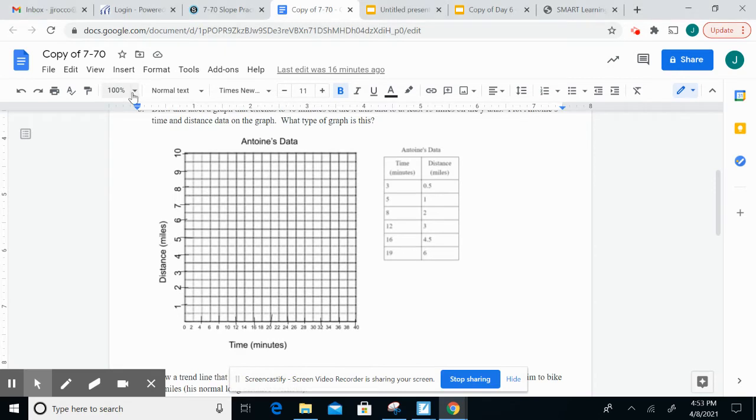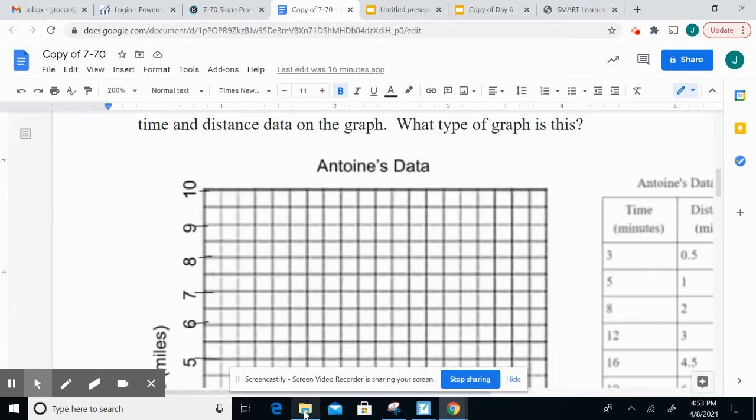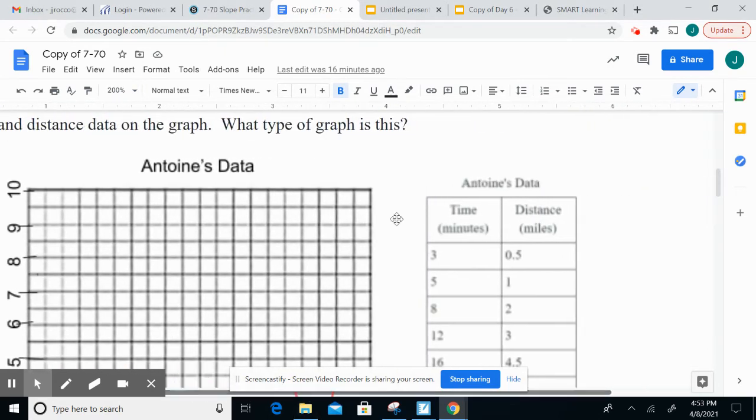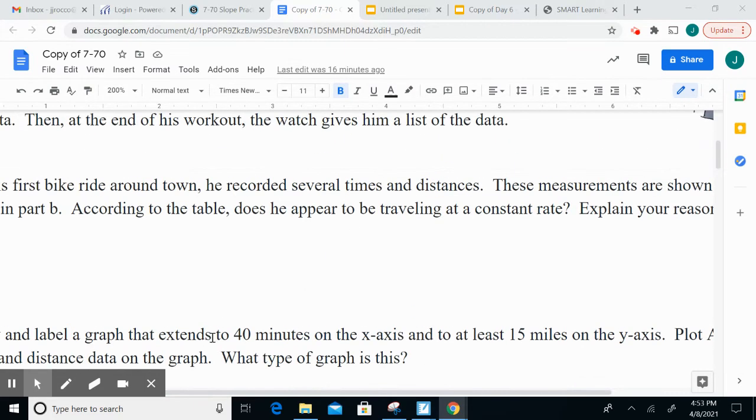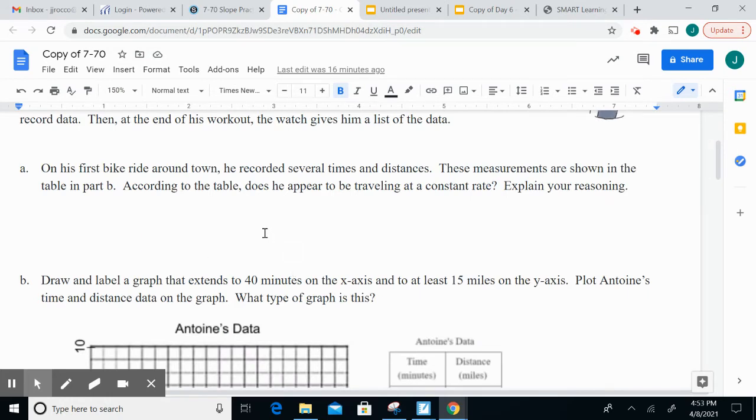And you can see, let me zoom in a little bit here. What you can see is, let's say he started at his house. At 3 minutes away, he was half a mile from his house. At 5 minutes, he was a mile from his house. And then at 8 minutes, 2 miles, so on and so forth. Okay. So it's just tracking his data, how far he is at certain times.